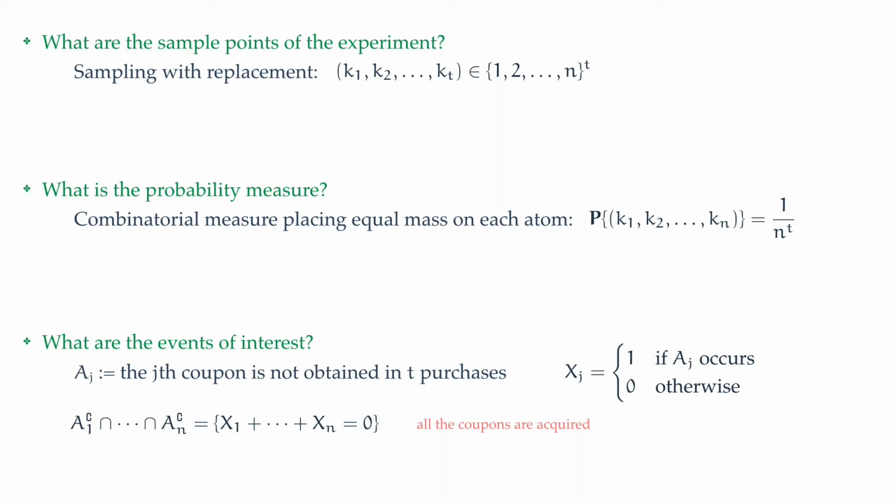In terms of the indicators, this is equivalent to the event that the sum of the indicators is 0. If the sum of the indicators is 0, that means that none of the bad events happened, which means I've managed to acquire all the coupons. And more generally, of course, we'd like to know the chances of not acquiring, say, k coupons out of the n. And this is then the event at hand, where the sum of the indicators is exactly k.